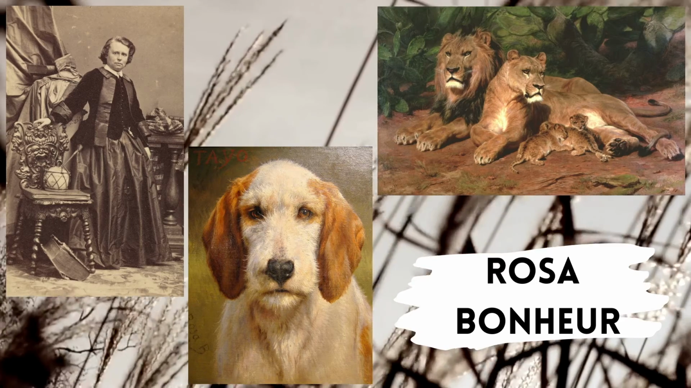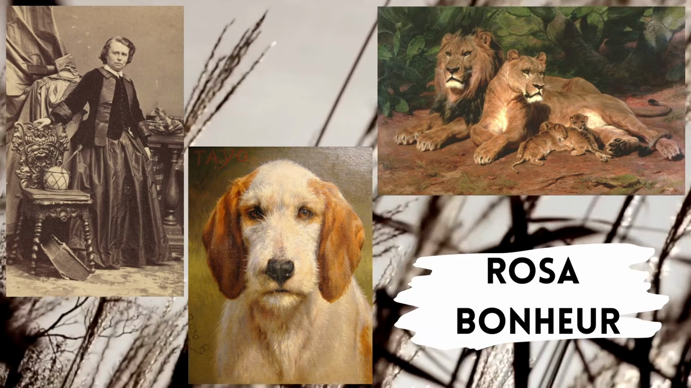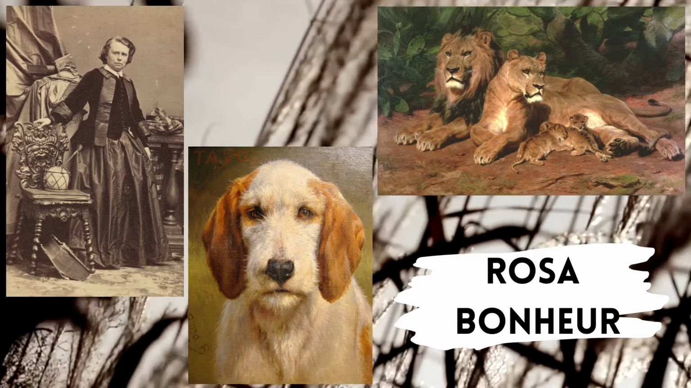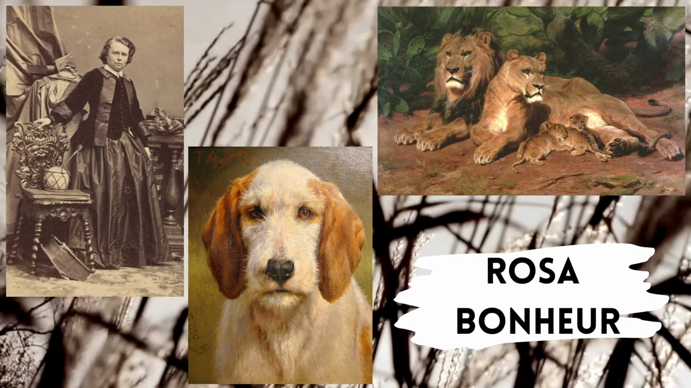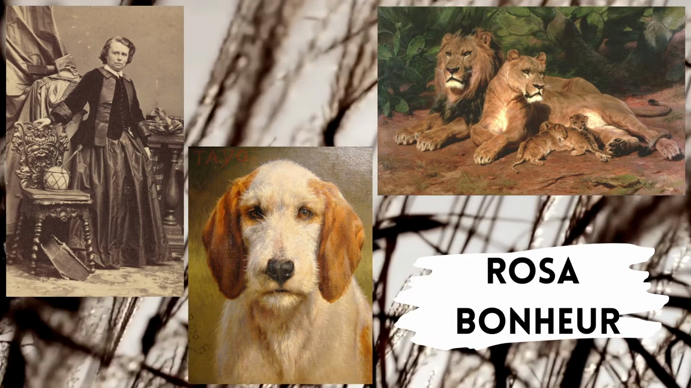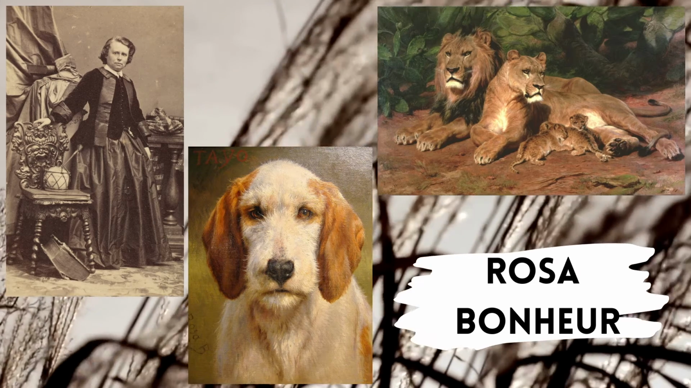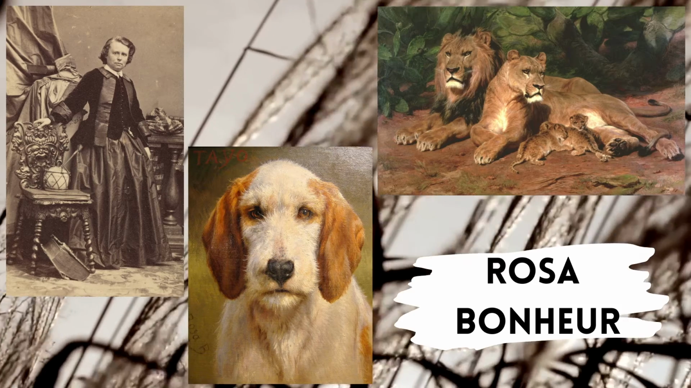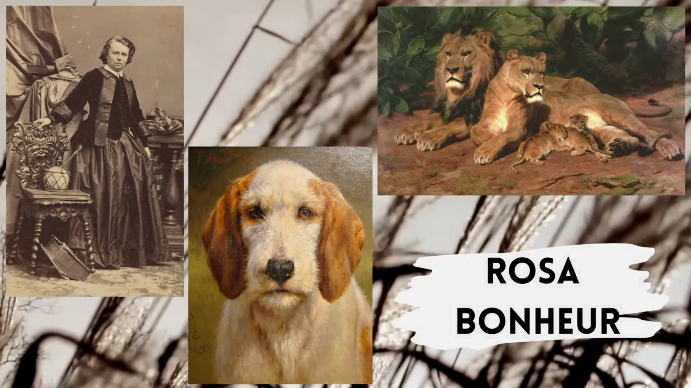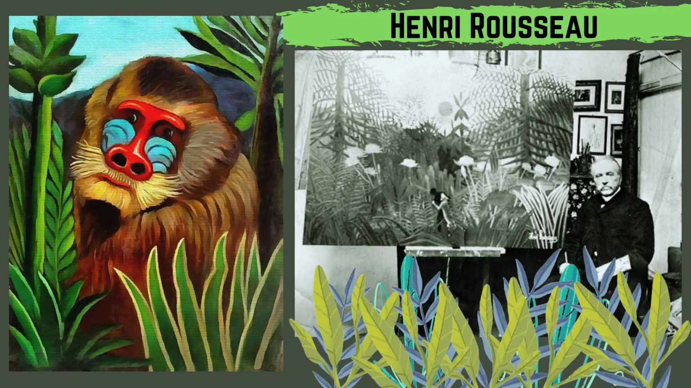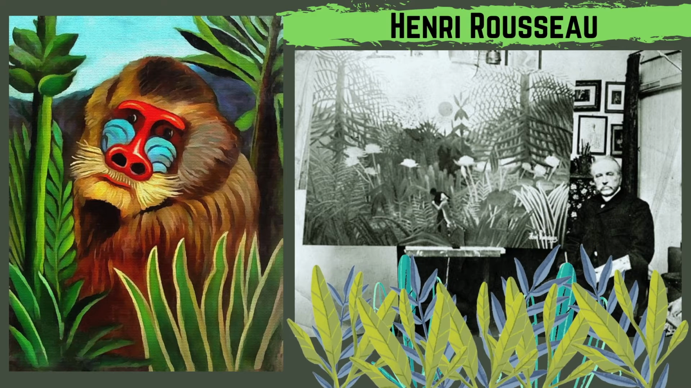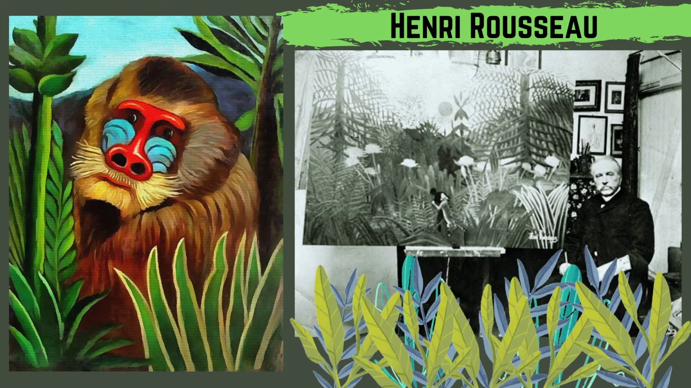This is Rosa Bonheur. Now, the dog painting she has here looks super realistic. Even the texture of the hair looks furry and soft. Up above are the lions and their cubs. I wonder what kind of texture for that. Maybe yarn?